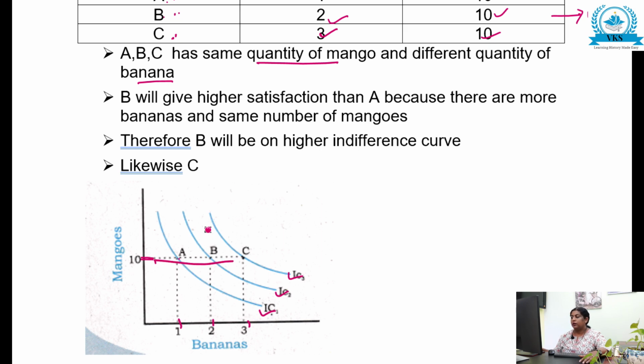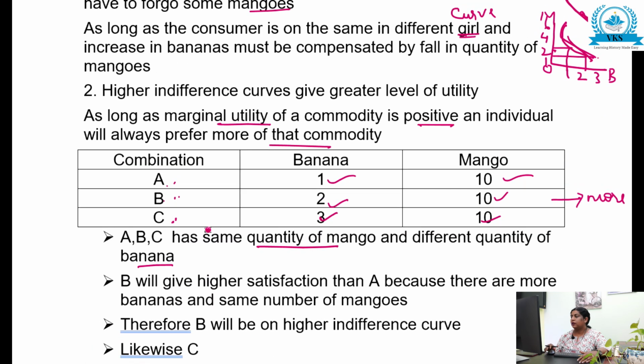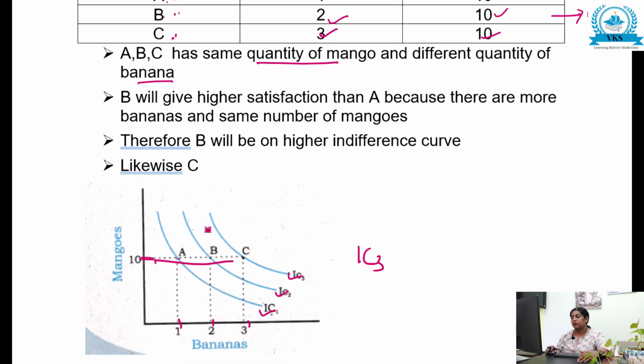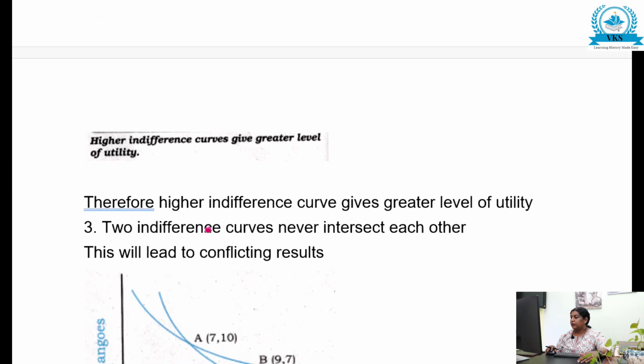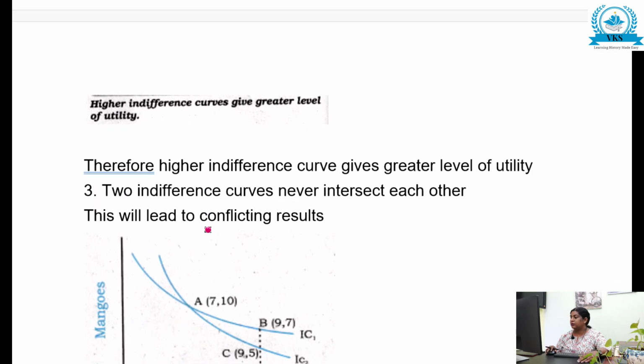So that is why, if you see, the most satisfaction is received from the third indifference curve, that is IC3. That shows that the higher indifference curve gives greater utility, that is, the indifference curve of combination C gives greater utility. That is the next feature. Therefore, the higher the indifference curve, the greater the level of utility.